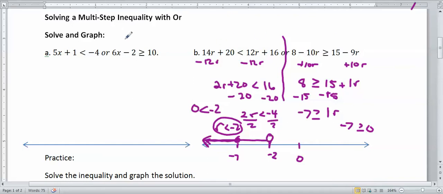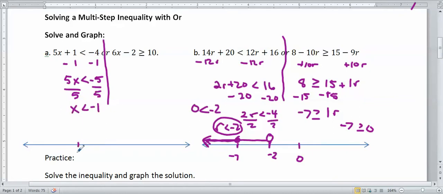Alright, pause the video real quick and try A on your own. Okay, what you should have done is solve for x. So in this first one here, I'm going to subtract 1 from both sides. Okay, I'm going to get 5x is less than negative 4 minus 1 is negative 5. Divide both sides by 5. Get x is less than negative 1.